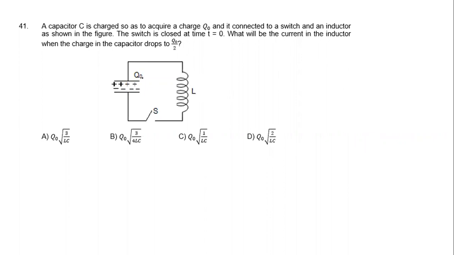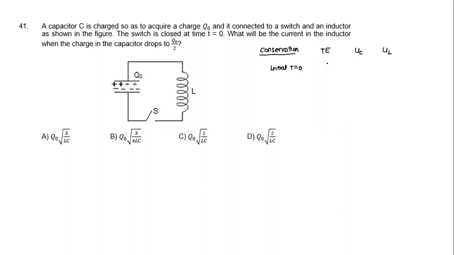This is charge Q naught and is connected to a switch and inductor as shown in the figure. Switch is closed at time t is equal to 0. What is the current in the inductor when the charge on the capacitor drops to Q naught by 2? This is also a very simple question based on conservation of energy. The total energy initially will get distributed in two forms, UC and UL.